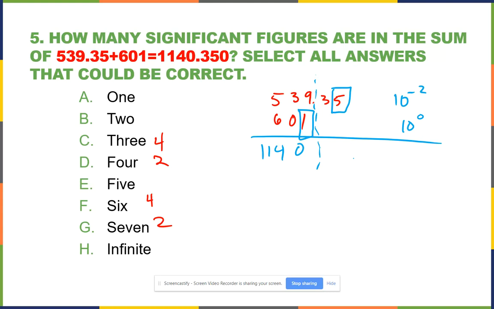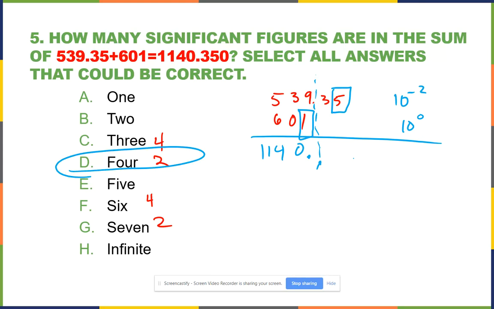So if it were 1141, would it have 4 sig figs? This has 4 sig figs. It's good up to this line. If I'm writing it out, I would put a period there just to signify that the 0 was significant. So the correct answer here was 4. You can see there was a good reason why I went over this.